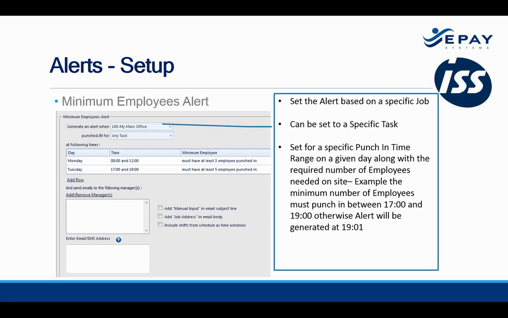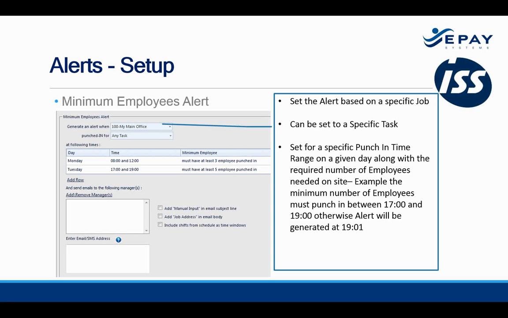Now in this case, I set up Monday and Tuesday. And on Monday, I want to make sure that on this job I have between 8 a.m. and 12 noon at least 3 employees punched in during this time frame. So once again, the meter starts at 8 o'clock, and if someone punches in at 8:01, it'll record it.